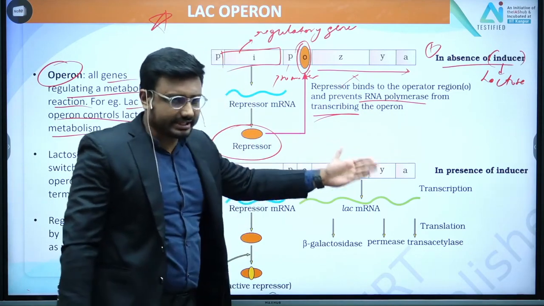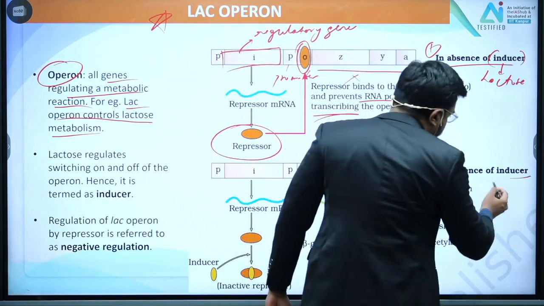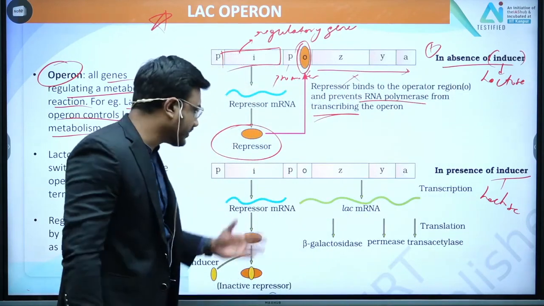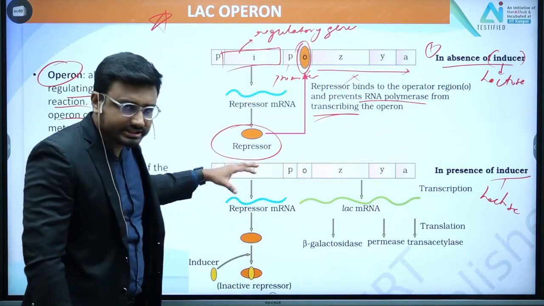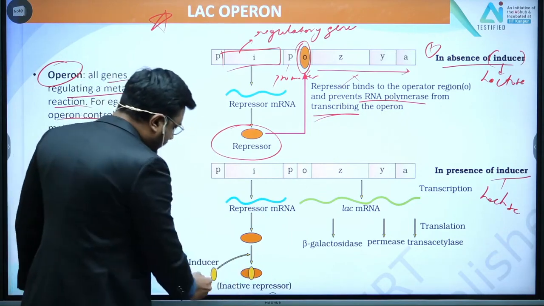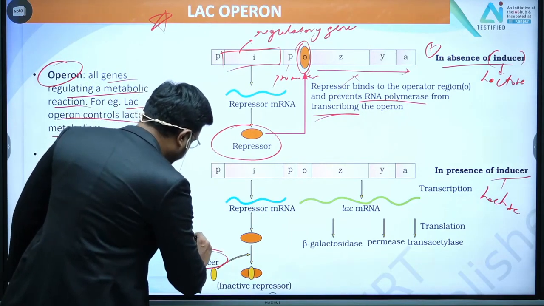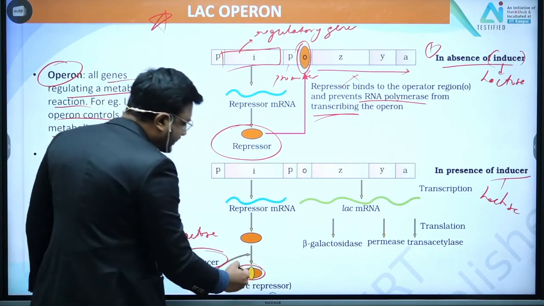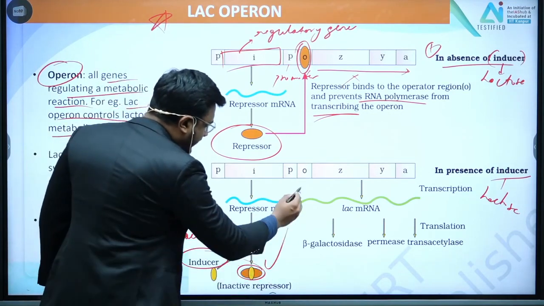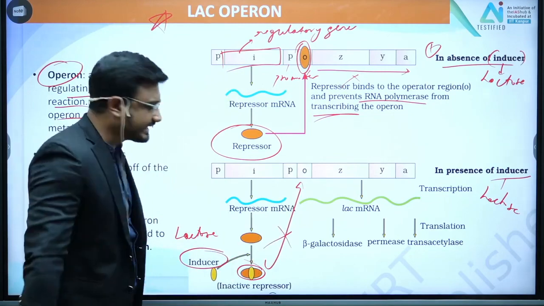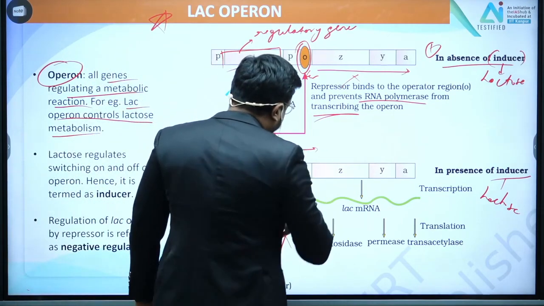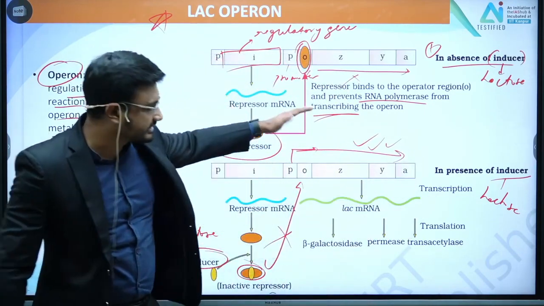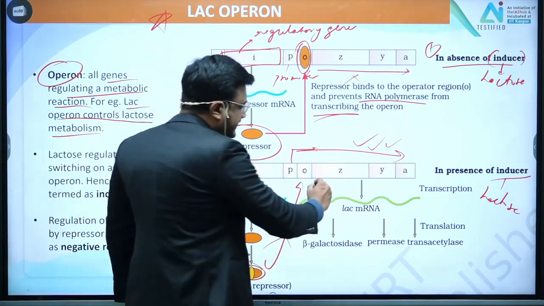What happens in the presence of the inducer, that is lactose? Let us try to understand this. The regulatory I gene produces the repressor, but here we have the inducer, which is lactose. The lactose binds to the repressor protein that is being produced, and doesn't allow it to bind with the operator region. So the operator region is free, the RNA polymerase can easily move ahead, transcription can happen, and the structural genes can be expressed.